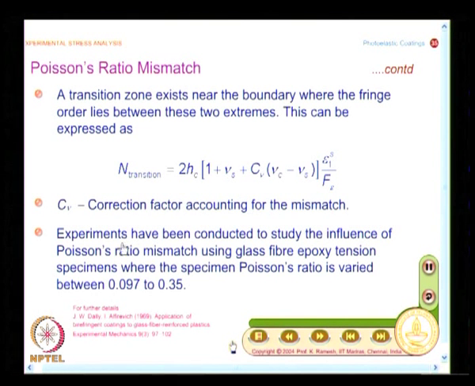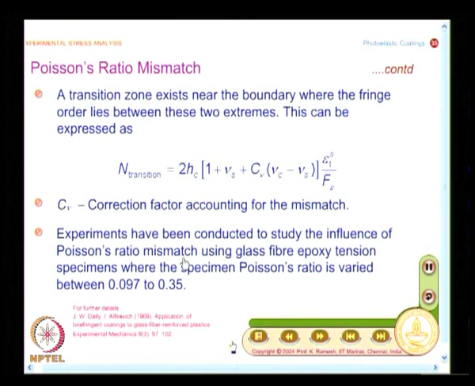And this is what I said, that experiments have been conducted by researchers, and if you want to study the influence of Poisson's ratio, the best kind of specimen you can think of is composites, because when I have a composite, I can change the volume fraction of the fiber, by which I can change the Poisson ratio of the composite specimen comfortably, and this is what was done. So, the glass fiber epoxy tension specimens where the specimen Poisson's ratio is varied between 0.097 to 0.35.